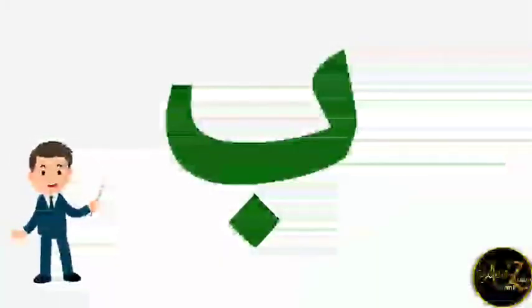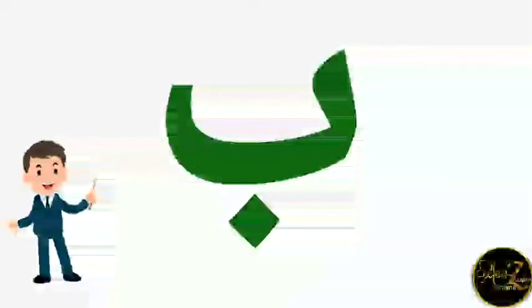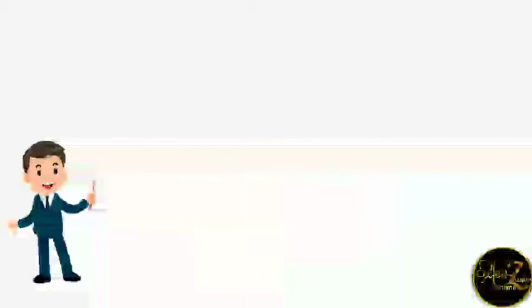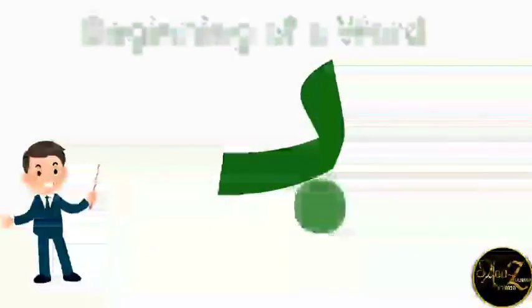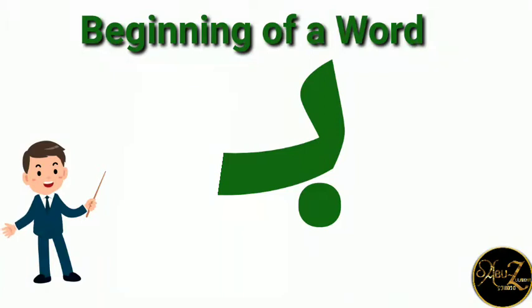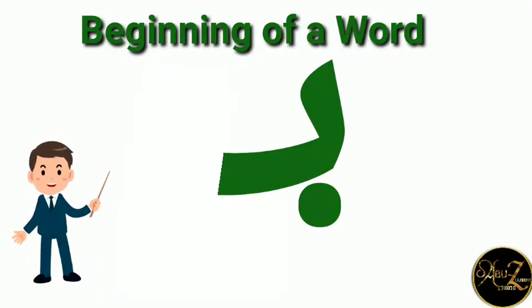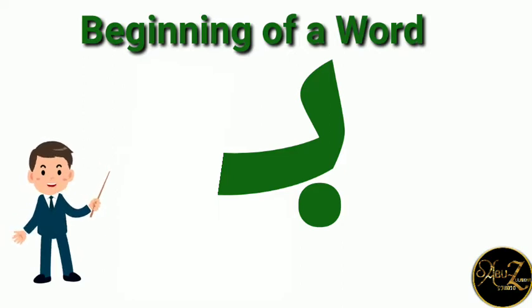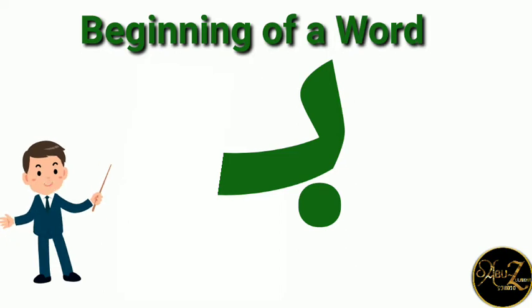So now let's give an example with Ba and see how it changes from the beginning, then in the middle, and then at the final stage of the word. As you can now see, this is how Ba changes shape when it is at the beginning of the word. You can see part of it has been cut out. Then this is how it starts. So this is your Ba. And when you want to start writing, make sure you start from your right then to your left. So this is Ba in the beginning.